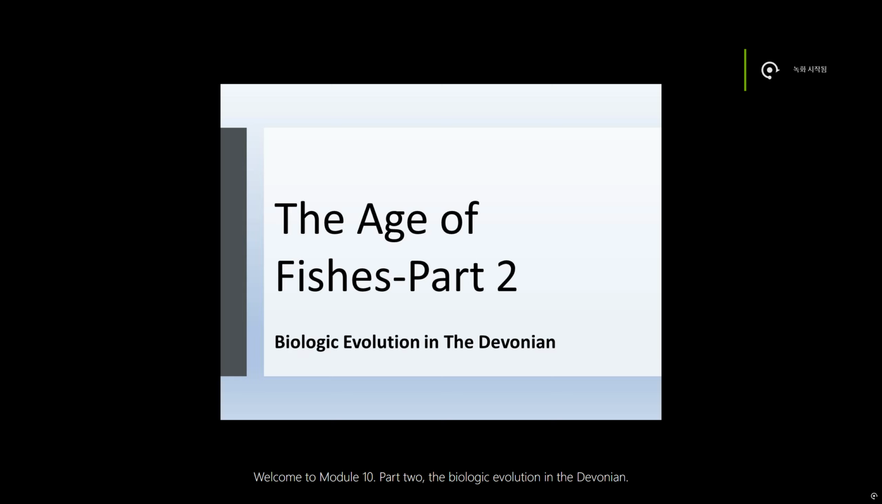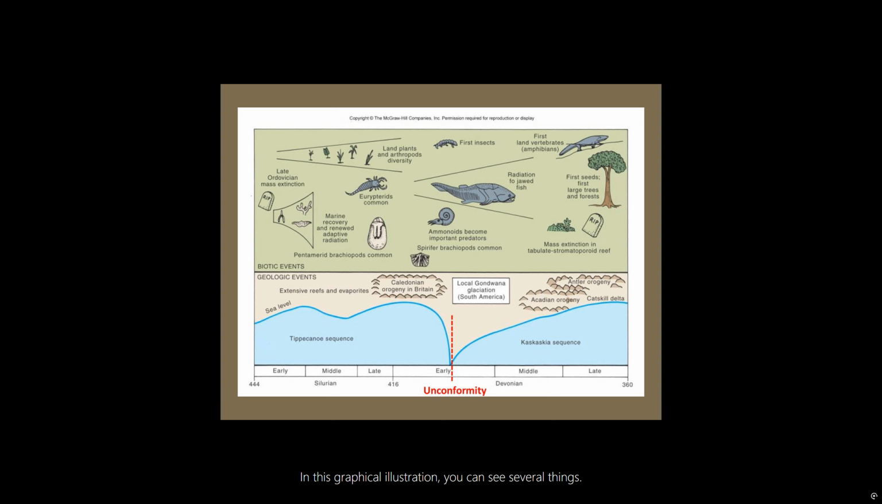Welcome to Module 10, Part 2, the biologic evolution in the Devonian. In this graphical illustration, you can see several things. Along the bottom, you can see the geologic events spanning the Silurian and the Devonian periods. Sea level during the Tippecanoe sequence and Kaskaskia sequence with the dividing unconformity midway through the early Devonian.